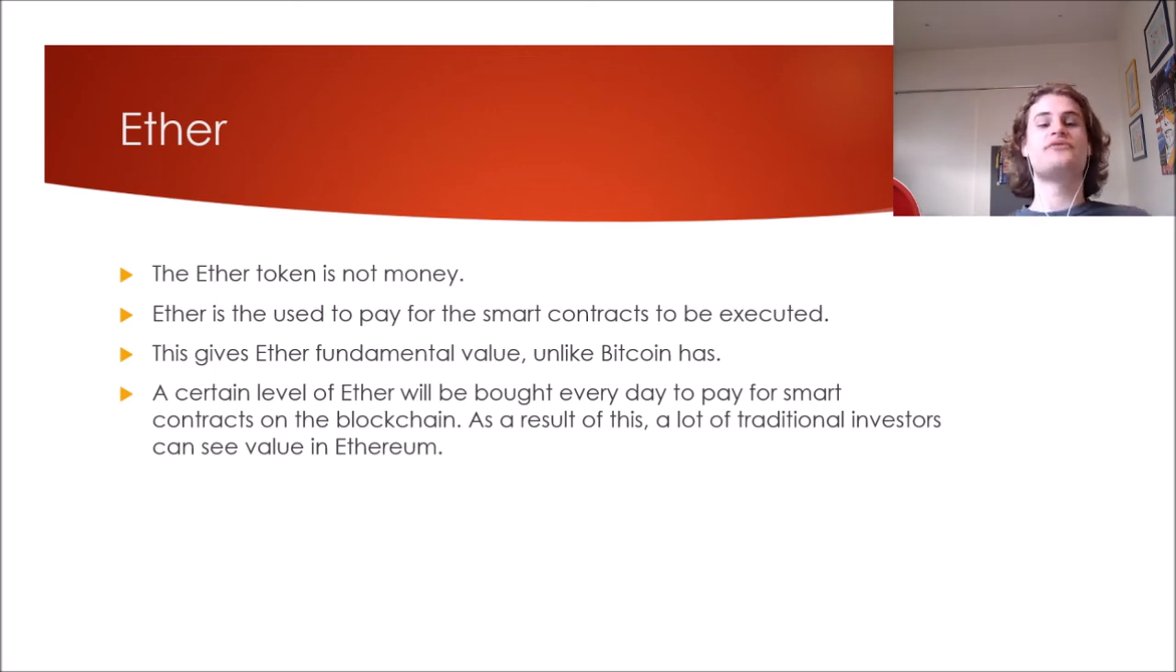The main use case for the Ether token is its use to pay for these smart contracts to be executed. Every time somebody wants to execute a smart contract, Ether will need to be bought and paid for to execute that smart contract. This is a relatively small fee, and it will only get smaller over time. Now, this does actually give Ether a degree of fundamental value, and Bitcoin doesn't have this same fundamental value. Ethereum can't drop that much, as people do need to actually buy the token to pay for these smart contracts to be executed, and there is a proper built-in demand for the Ether token.